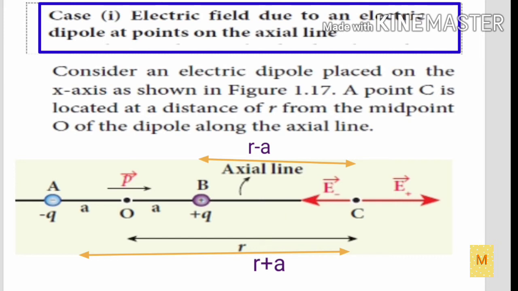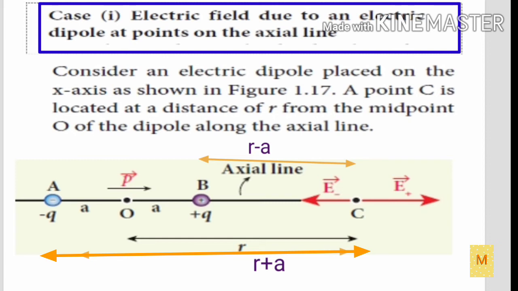What is the distance of the point C from the charge minus q? It will be r plus a. What is the distance of the point C from the positive charge plus q? It will be r minus a. We know that i cap is the unit vector for the x-axis. Here the p vector is given, which is the electric dipole moment, which is also considered as a unit vector for the x-axis. And the line which joins the two charges is called the axial line.